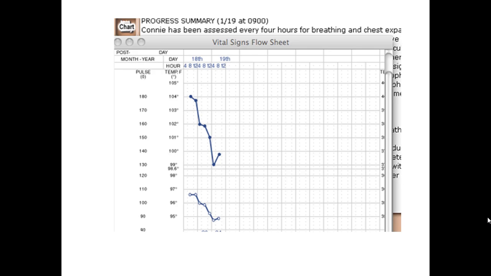Here's another example of a flow sheet where the electronic medical record has actually graphed the vital signs so that you can see visual changes in data. Different people like different things. Some nurses really like this because they're visual and they can see when lines dip and go up and down. They can notice trends. You'll find your niche and you'll understand which one works better for you. Personally, I like to look at numbers better than I like to look at a graph.